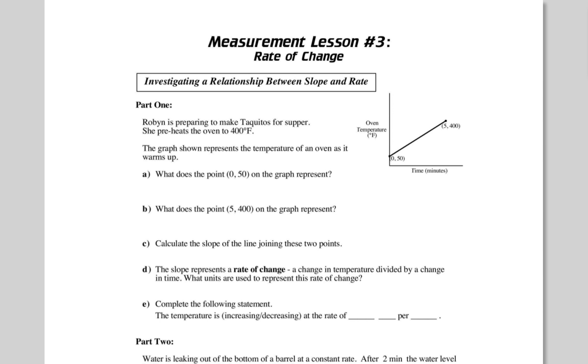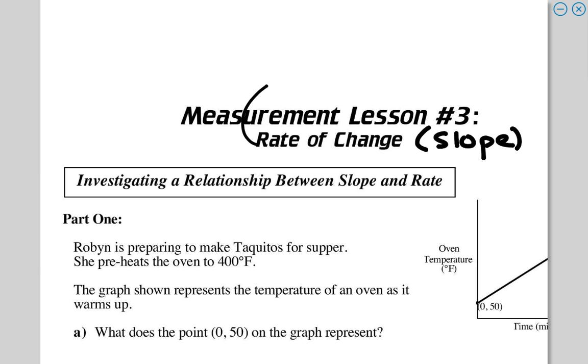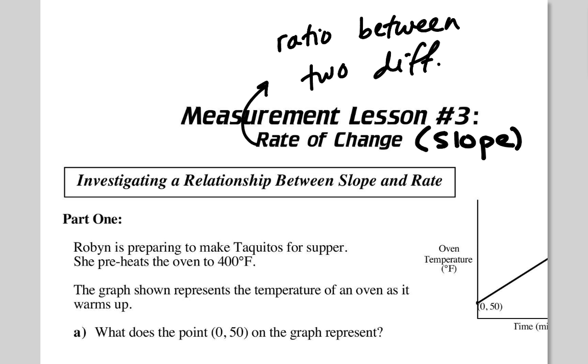You have rate of change as the title, and this essentially means slope. And remember we talked about rates yesterday. What's a rate? Ratio between what? Good. Two different quantities or units. Good.